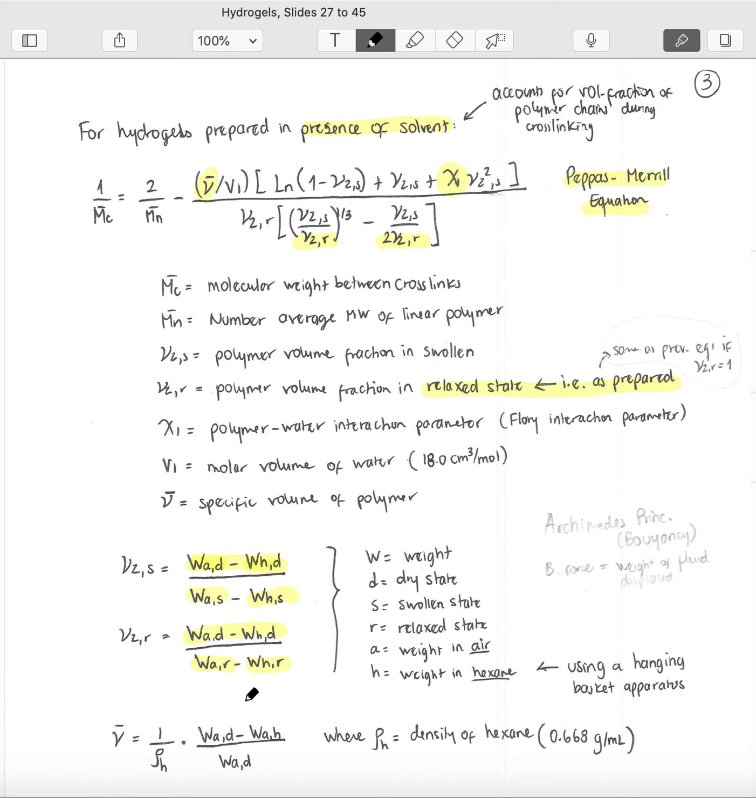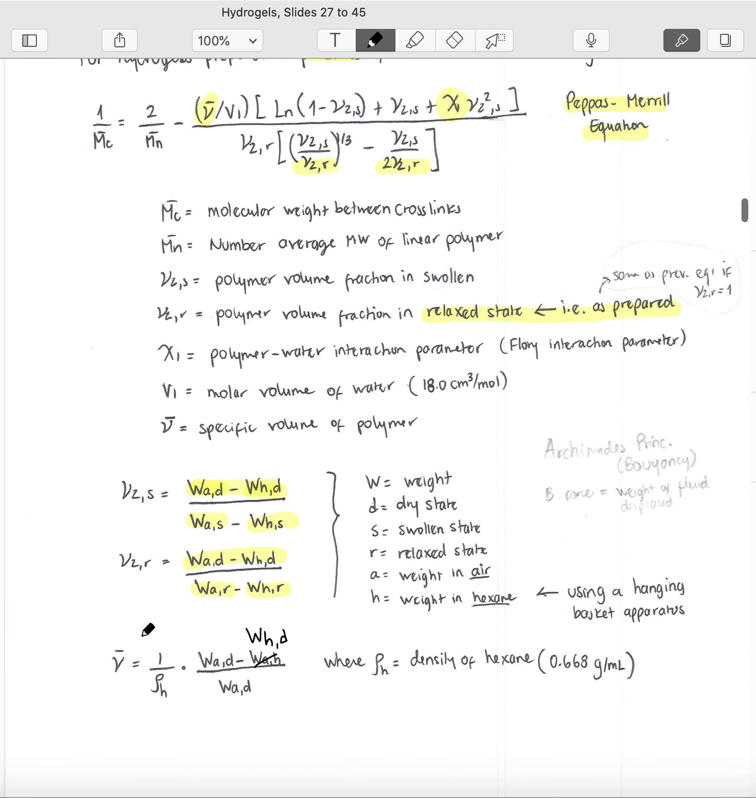This right here is supposed to be the weight of the polymer in hexane in the dry state. Sorry about that. All right, so anyways, you would do this calculation of 1 over the density of hexane times the weight of the polymer in air in the dry state minus the weight of the polymer in hexane in the dry state, divided by the weight of the polymer in air in the dry state.